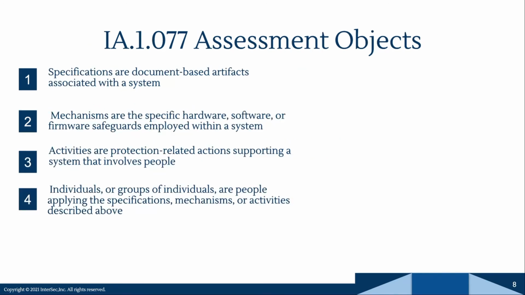Assessment objects identify the specific items being assessed and can include specifications, mechanisms, activities, and finally, individuals. For IA.1.077 and all the other practices we've gone over in this video series, these are going to be the same across the board. So if you would like to, you can take a second to pause to go over them, or if you're already familiar with them, we're just going to keep moving forward.